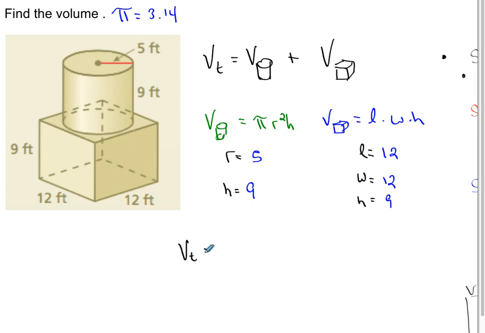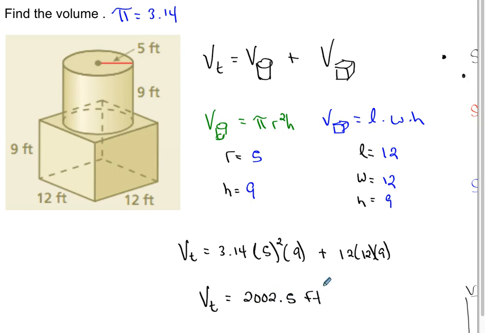So my total volume, 3.14 times my radius squared times 9 plus 12 times 12 times 9. Plug that into your calculator. You get an answer of 2002.5. Excellent. 2002.5 feet cubed.